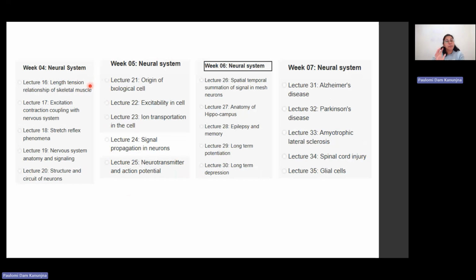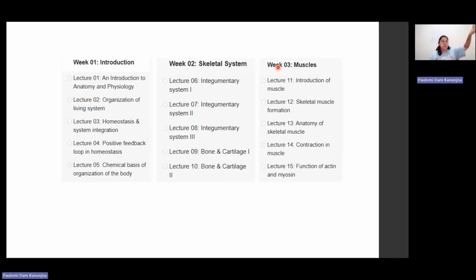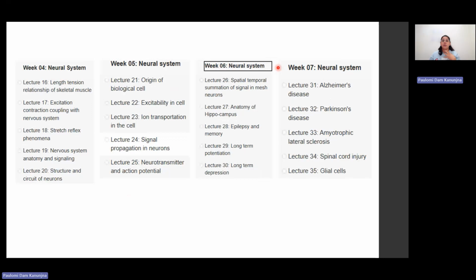So the flow is that you start with the entire skeletal system. Then from there you move to skeletal muscle. Now we know that we are moving the skeletal muscle. We are moving our muscles. How are we moving? Because we are governed by some signals. How are those signals related? Those signals are related by the neural system.